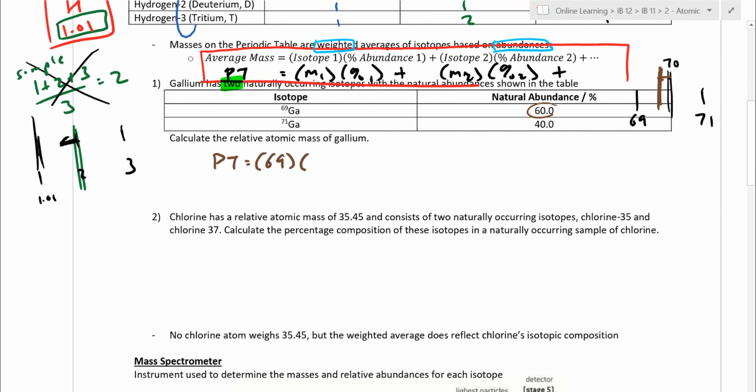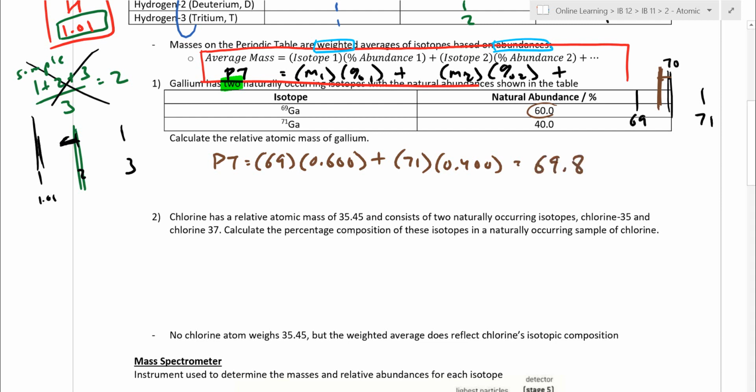It doesn't matter the order. The first one is 69. Because I'm doing math with percent, I'm going to convert it to 0.600. I'm going to add this to 71, the other type, and multiply it by 0.400. You multiply those two terms over: 69 times 0.6 plus 71 times 0.4. And this one gives us 69.8.